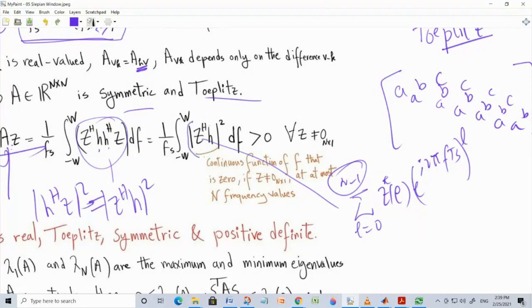In other words, the integrand here is 0 on a set of measure 0, unless Z is the all zero vector. If Z is the all zero vector, then you get a 0, and that's it. But if Z is a non-zero vector, then this magnitude squared cannot be 0 except on a set of measure 0. And so, from the perspective of the integral, this integral is always positive. Okay, so actually our matrix is positive definite. It's positive definite in our case here. Okay, and so the eigenvalues are strictly positive, and the matrix is invertible.